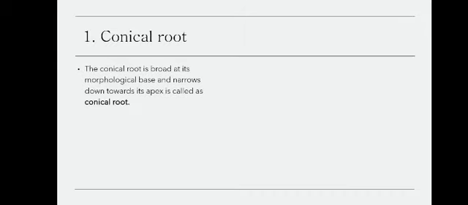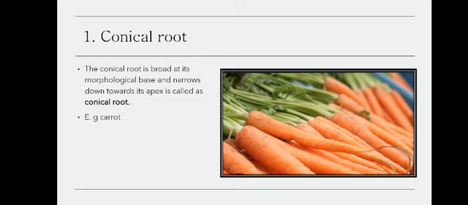In the conical root system, the root is broad at the base and narrows down towards the apex. It is called a conical root. Example, carrot. In carrot, you can observe the conical shape. The roots get modified and store their food, and the roots get swollen and take a conical shape. Example is carrot.